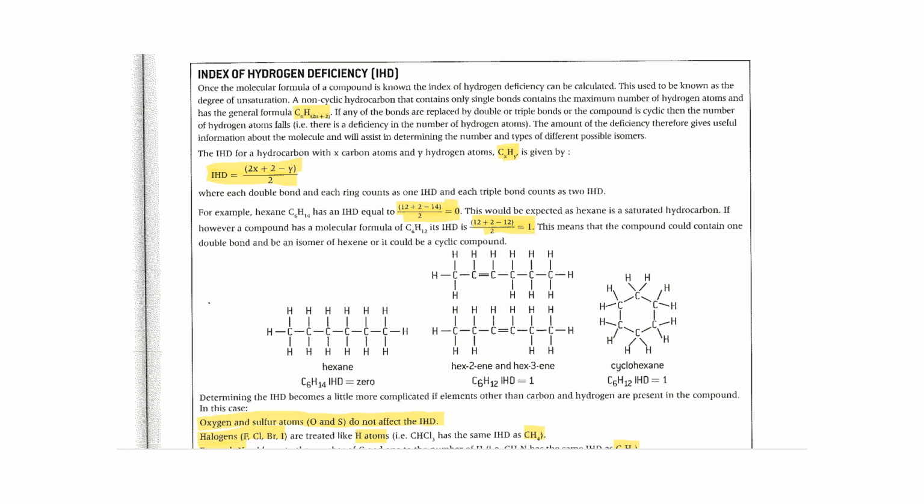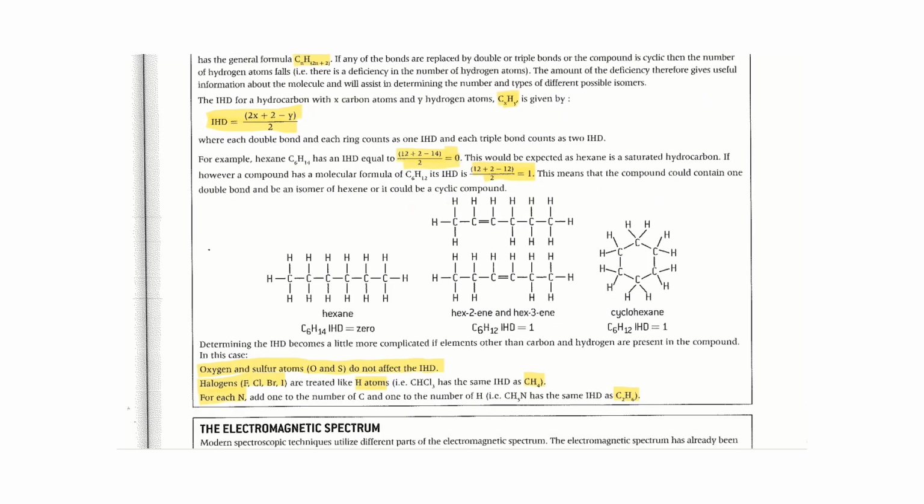In general, this works very well for hydrocarbons because all I care about is just the carbon and hydrogen. But then there are specific rules when I have other atoms, such as oxygen and sulfur, halogens, and nitrogen. In the case of oxygen and sulfur, it's really easy because it does not affect the IHD. You just continue calculating the normal way. But if I do have halogens like fluorine, chlorine, bromine and iodine, they're actually treated like a hydrogen atom. So I would add 1 to the hydrogen. Here where you added 14, if I had a chlorine, for example, it would be 15, etc.